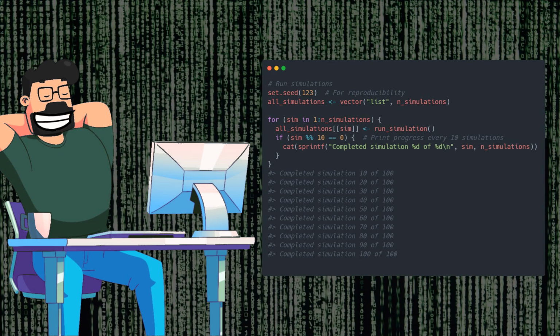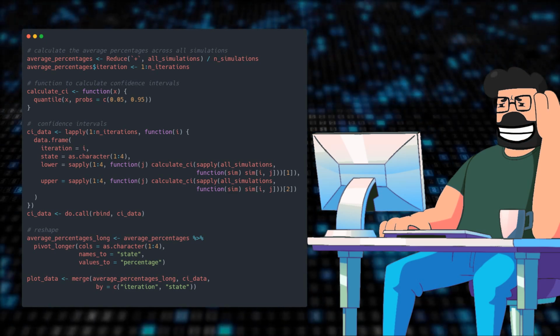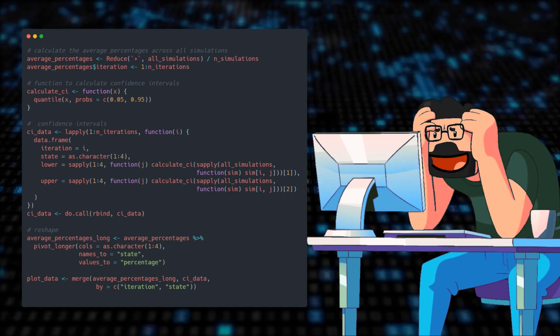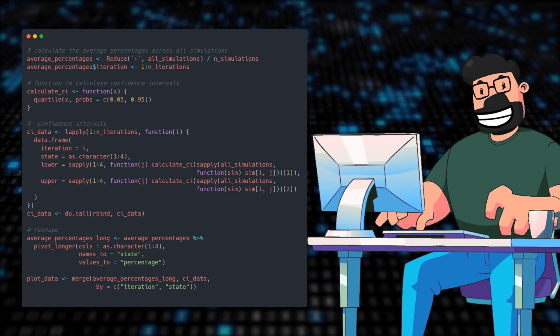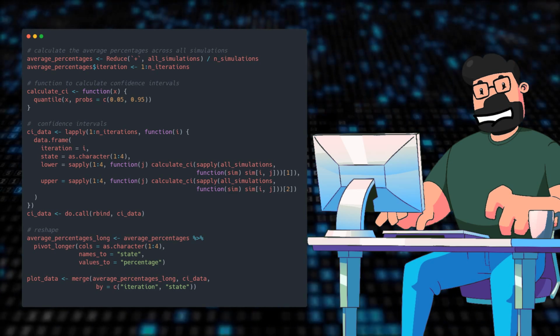of the simulation. Next, we calculate the average percentages across all simulations, compute confidence intervals, reshape the data for visualization, and prepare the data for plotting. These steps are vital in analyzing and representing the simulation's outcomes effectively.